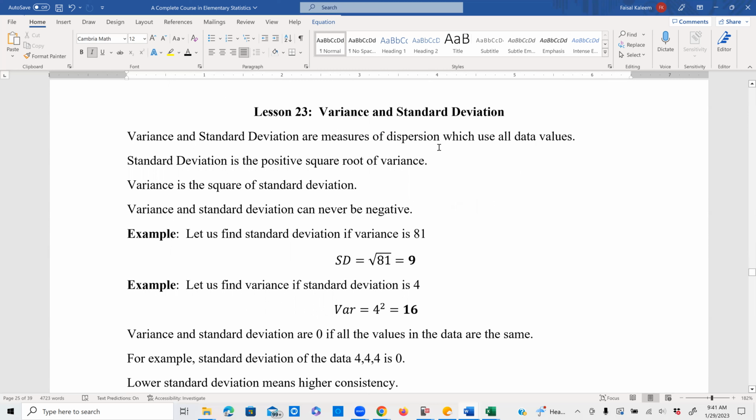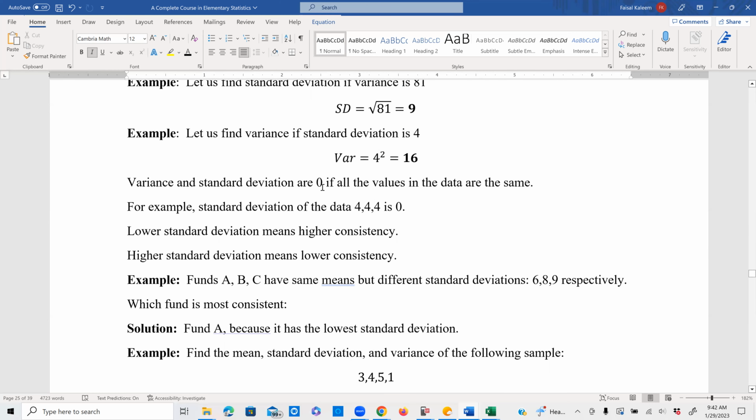Variance and standard deviation are measures of dispersion which use all data values. Standard deviation is the positive square root of variance. Variance is the square of standard deviation. Variance and standard deviation can never be negative. Example: find the standard deviation if the variance is 81. The standard deviation will be the square root of the variance. The square root of 81 is 9. Example: find the variance if the standard deviation is 4. Variance is the square of standard deviation, so it'll be the square of 4, that's 16.